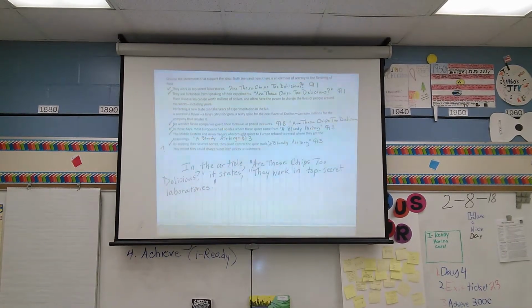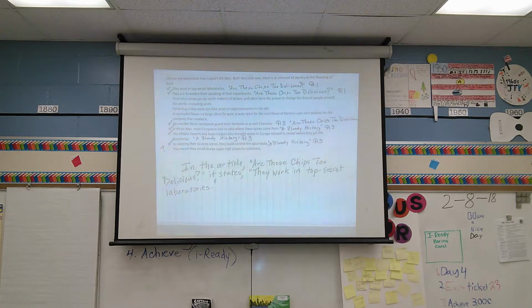Close the quote. So two things happened in this sentence. The first thing that happened is the article was cited. Remember, we said to cite the article, C-I-T-E-D, cite, make a citation. You are telling your reader where you got the information. So that's the first part of this sentence. In the article, Are These Chips Too Delicious? It states, they work in top secret laboratories.